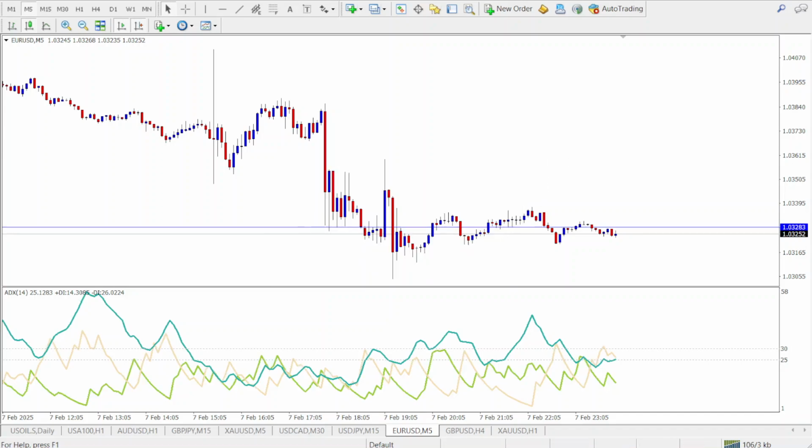Now the ADX, which stands for Average Directional Index, is a tool that measures the strength of a trend. It does not measure the direction, okay? It's the strength that it measures. This is super important because many traders enter trades just by spotting an uptrend or downtrend, but they don't know if the trend is strong enough to continue.